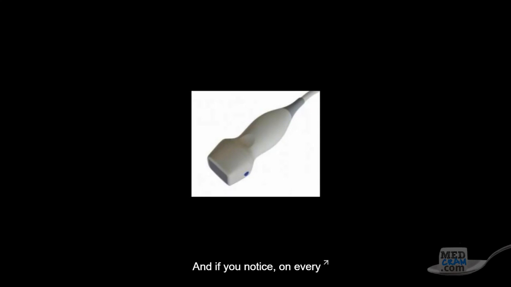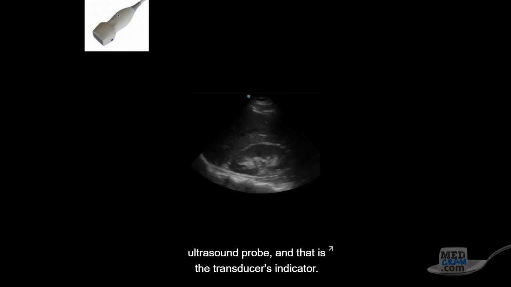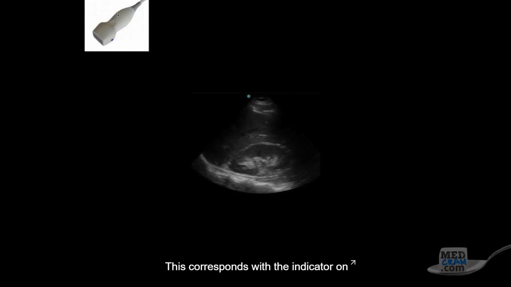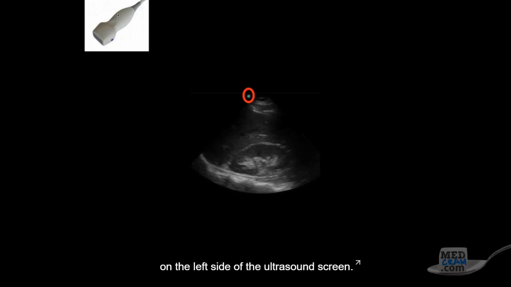And if you notice, on every ultrasound transducer, there's an indicator. That indicator may be a dot, as in this example. There may be a small protrusion. But nonetheless, there's some sort of marking on the ultrasound probe, and that is the transducer's indicator. This corresponds with the indicator on the ultrasound screen. In this case, a blue dot. It may be some letter or a proprietary symbol, but there'll be some indicator on the ultrasound screen that corresponds with the indicator on the ultrasound probe. You'll notice that this indicator is on the left side of the ultrasound screen.